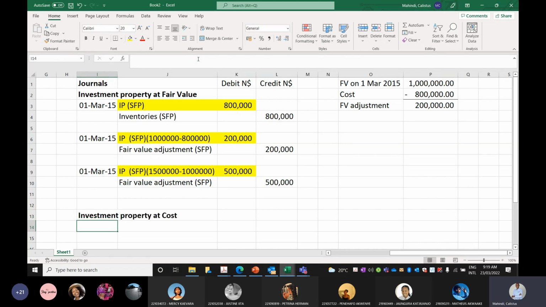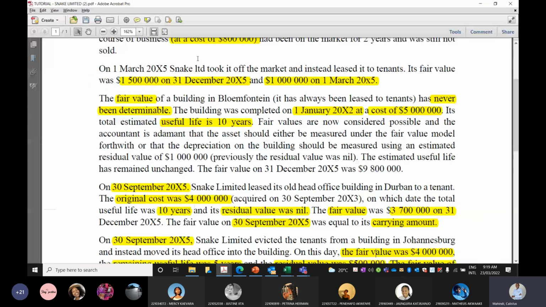And so let us look at this. The fair value of a building in Bloemfontein, it has always been leased to tenants, has never been determinable. The building was completed on 1st of January 20X2 at a cost of 5 million and its estimated useful life is 10 years. All right. The rest I didn't highlight because it's not important for us.